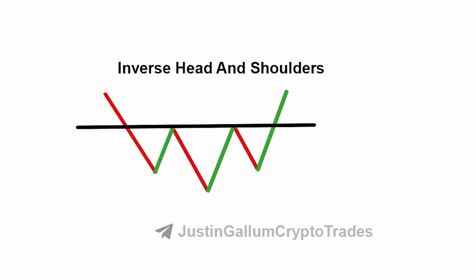the screen. The inverse head and shoulders is the bullish variation of the head and shoulders pattern. It is formed by 3 bottoms, with the middle bottom being the lowest and referred to as the head. The other 2 bottoms are referred to as the shoulders. The pattern is confirmed when the price breaks above the neckline, which is the resistance level that connects the tops of the left and right shoulders.